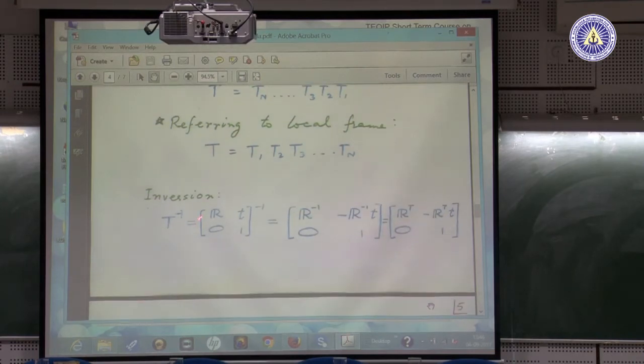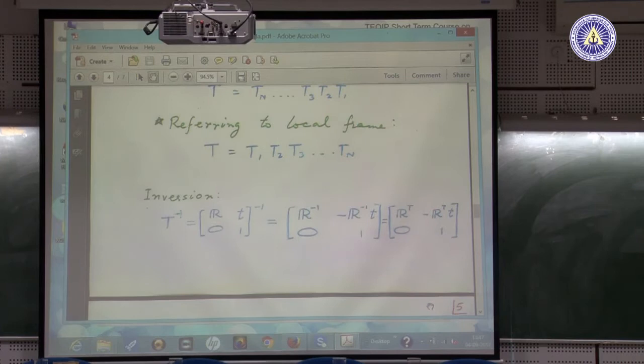For that, you can readily compose the inverse, which is this. Okay. So, the rotation part will be the inverse or transpose of the old one, and the translation part will be this. Any questions till now? Till now everything is fine?